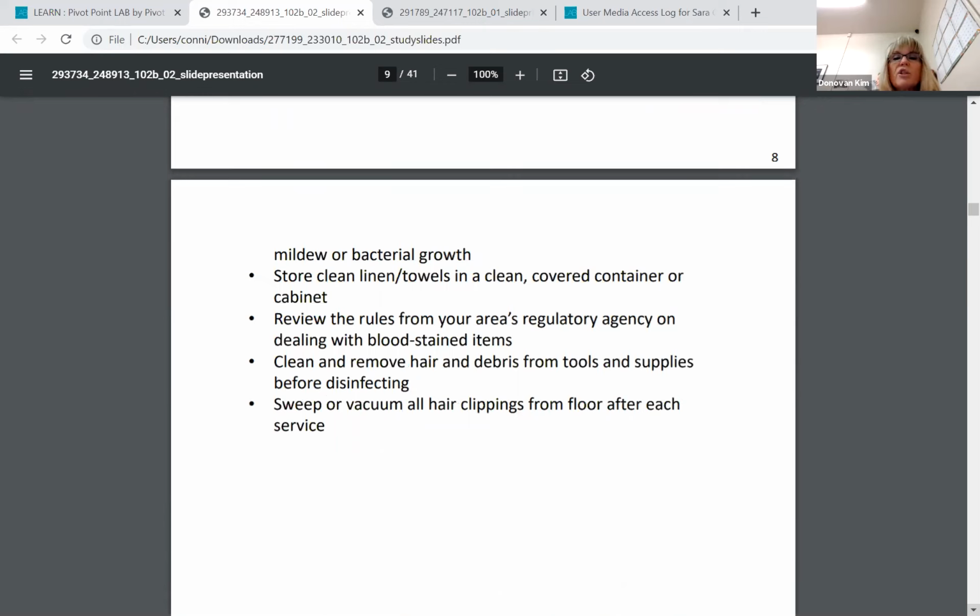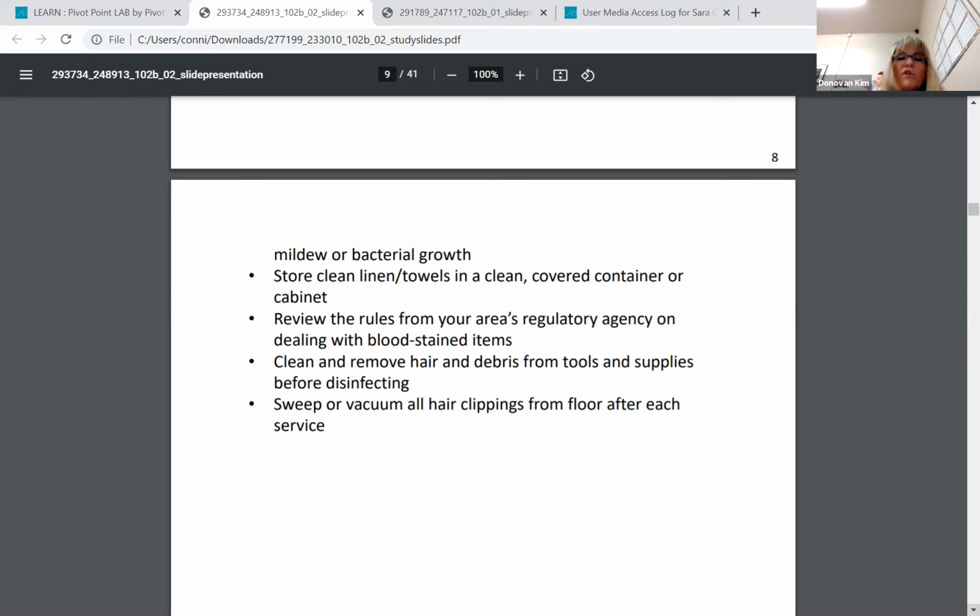Our state has health and safety regulations that we have to follow, because if not, you can definitely get fined if they come in, because they're going to start looking for those things on the inspections. We want to make sure that we deal with blood-stained items. Hopefully we don't ever have any, but you can cut someone from time to time, shaving them, or maybe even cut their ear because they're kind of fleshy. But we want to make sure that we clean and remove everything before we disinfect.